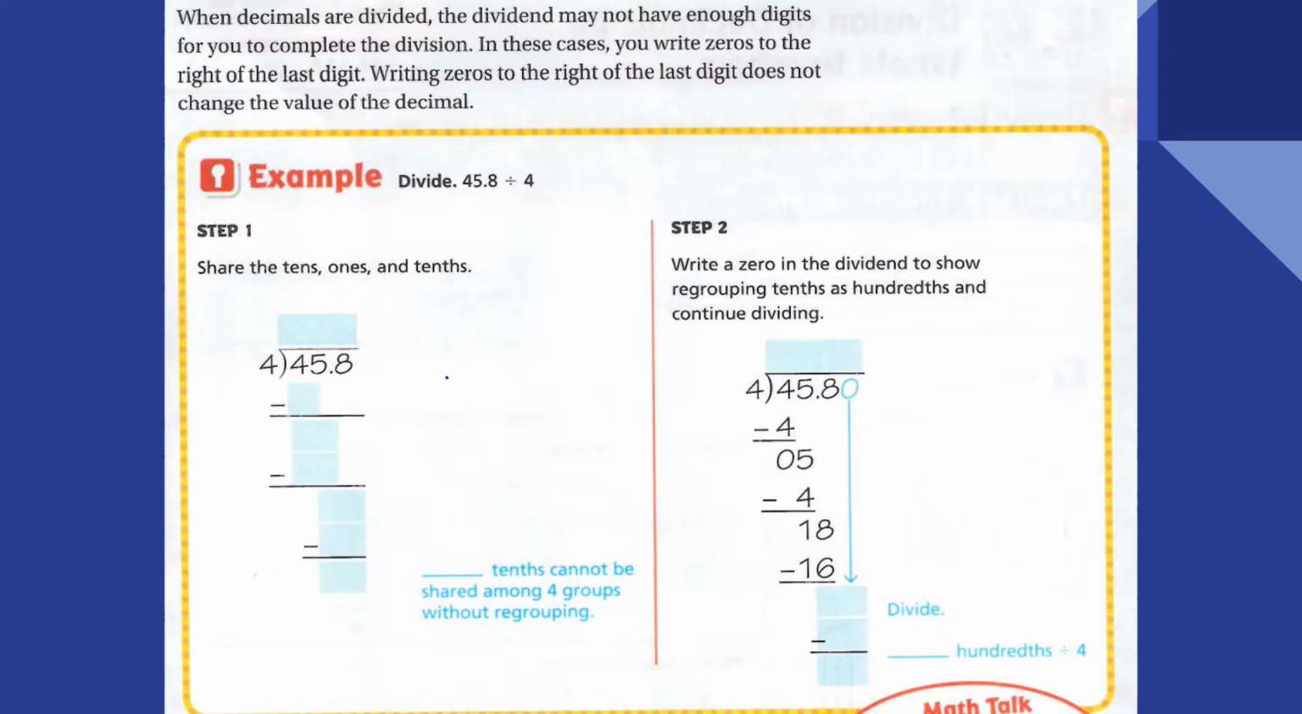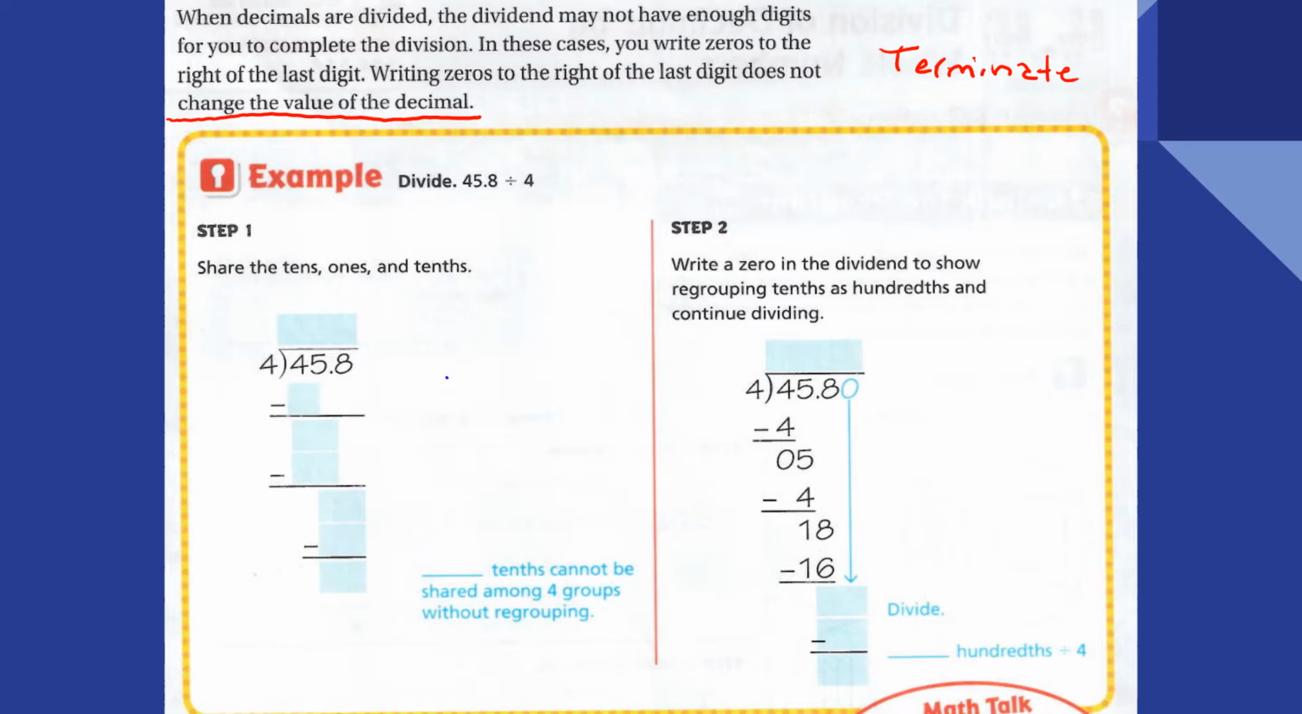So sometimes when decimals are divided, the dividend may not have enough digits for you to complete the division. In these cases, you write zeros to the right of the last digit. Writing zeros to the right of the last digit does not change the value of the decimal. This is something I've taught you guys from day 1 about decimals. I can add as many zeros as I want. It never changes the value. We want the division of a decimal to terminate. That means nothing left over, no remainder.